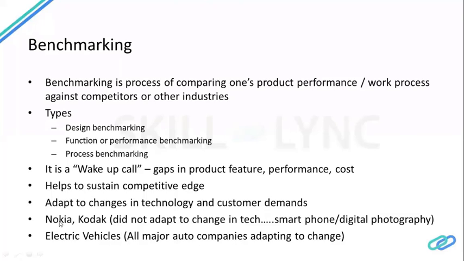Now, most of you might be aware that we have very classical examples of Nokia and Kodak. What happened with Nokia and Kodak is that they did not adapt to the change in the technology. So basically, they did not involve themselves in the benchmarking process. They did not see what their competitors were doing or what the market needed. So Nokia did not benchmark in technology and did not come up with smartphones. And Kodak, similarly, did not adapt to the change in the market and did not come up with digital photography.